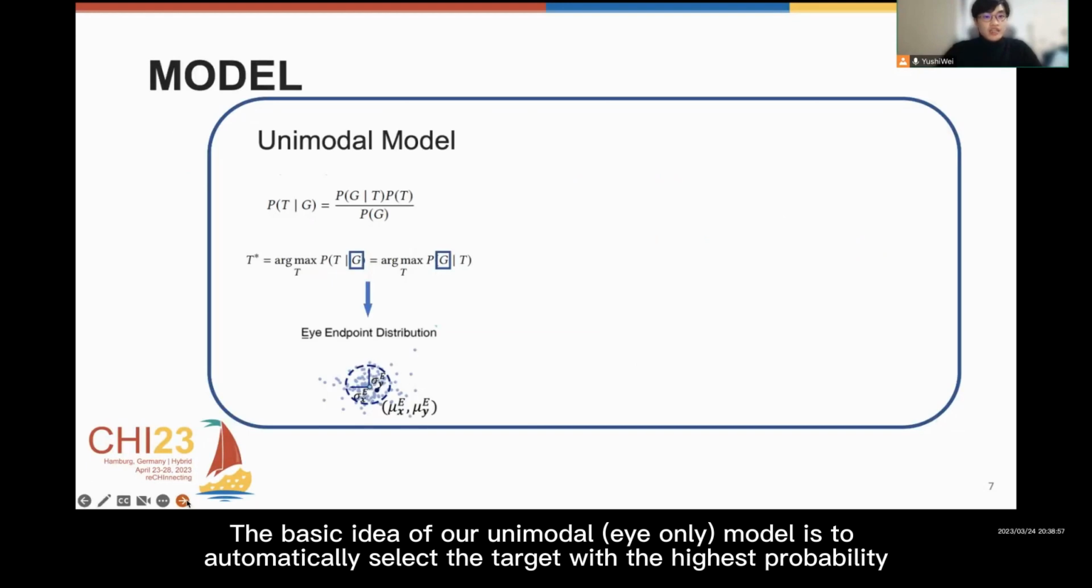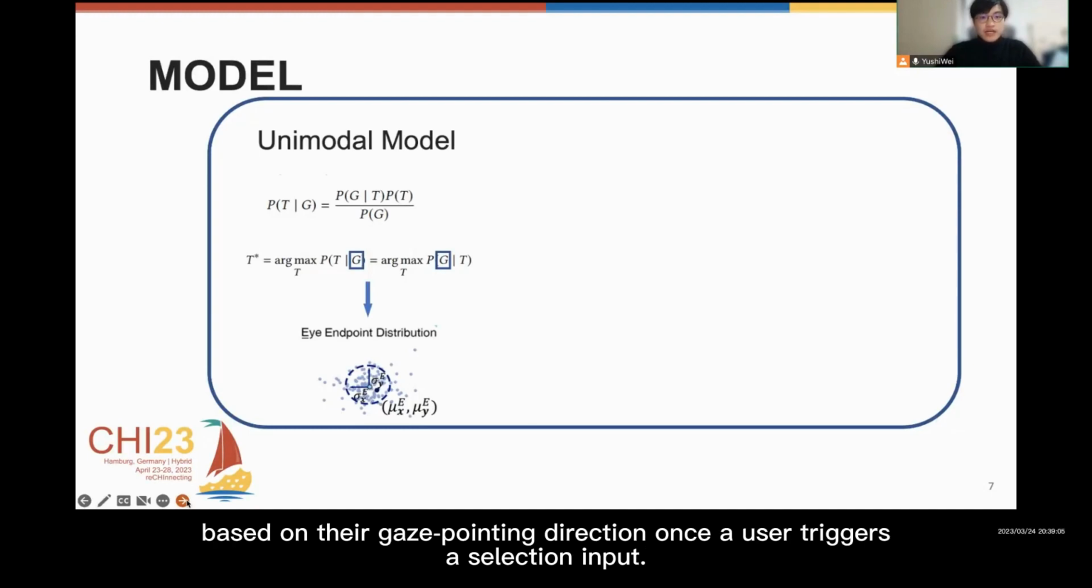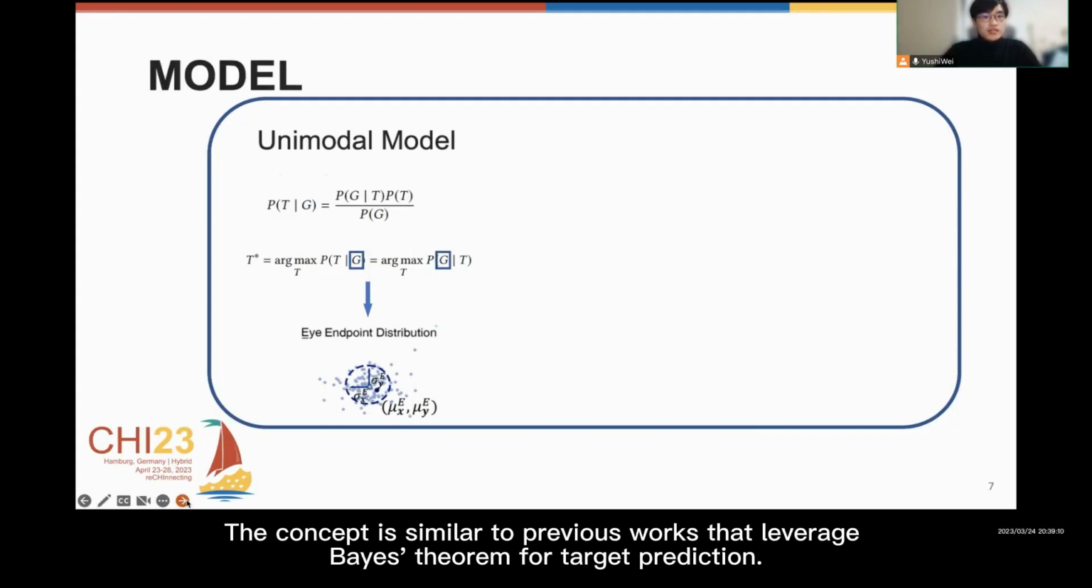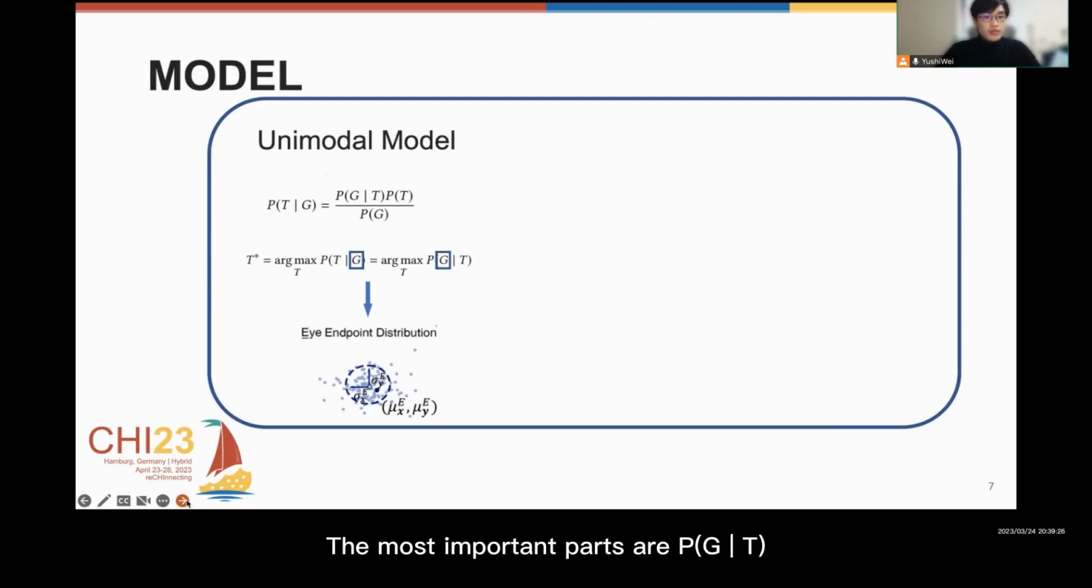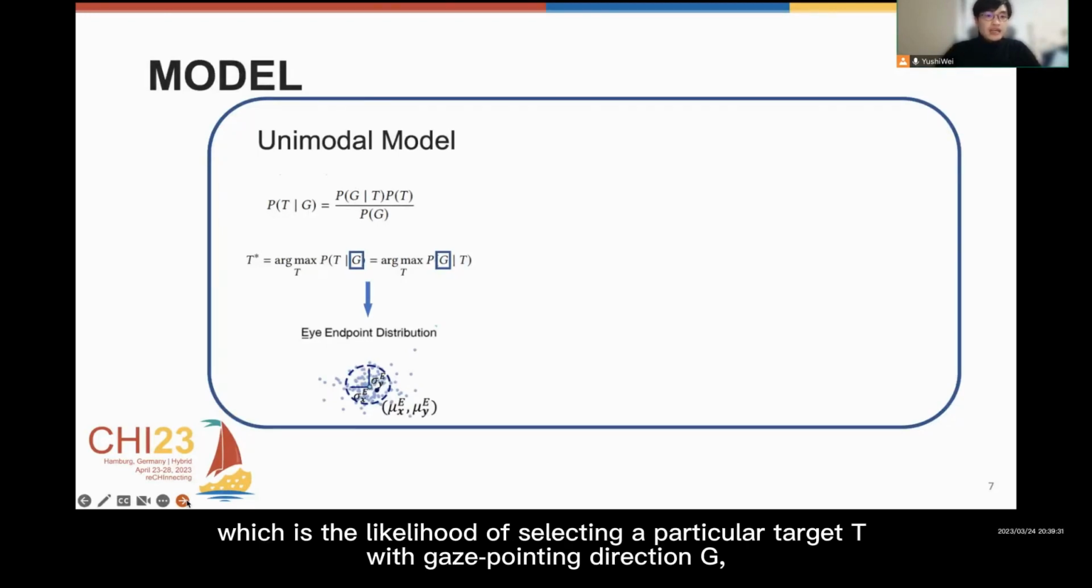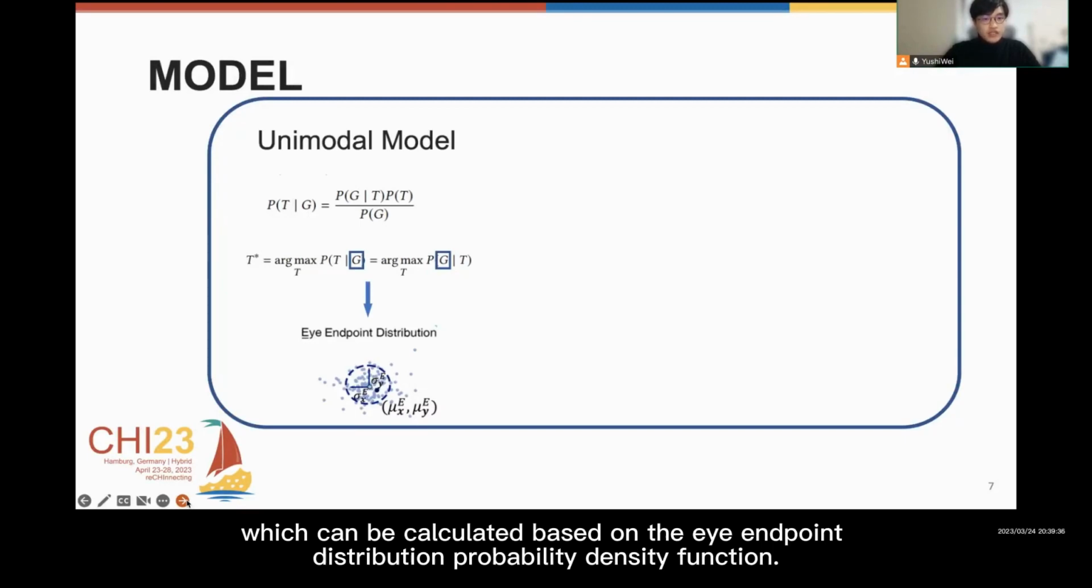The basic idea of our unimodal, the eye-only model, is to automatically select the target with the highest probability based on their gaze pointing direction once a user triggers a selection input. The concept is similar to previous works that leverage Bayes' theorem for target prediction. The most important part is P(G|T), which is the likelihood of selecting a particular target T with gaze pointing direction G, which can be calculated based on the eye endpoint distribution probability density function.